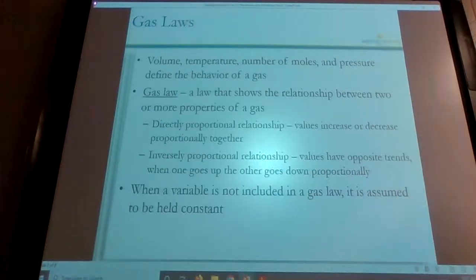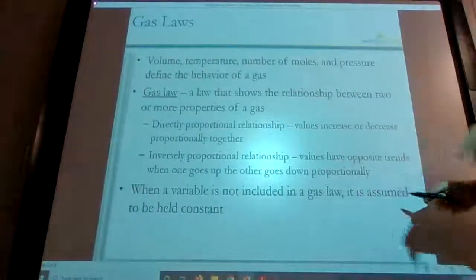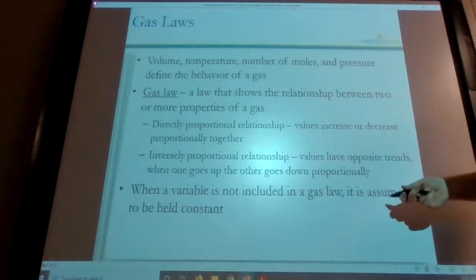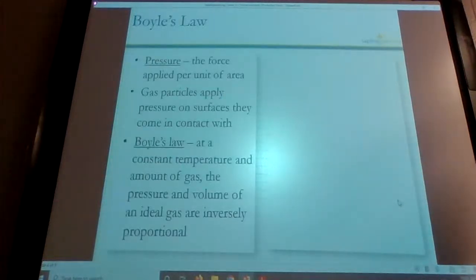When a variable is not included in a gas law, it is assumed to be held constant, and we don't have to worry about it. So for Boyle's law, he's going to talk about pressure and volume. Those are the two things that Boyle worries about, and that's what's in his law. So for moles and temperature, we assume they stay the same. We assume that whatever air is in my balloon doesn't change temperature, and I don't change how many molecules are inside. So I can just ignore those, and they're not part of the equation. That's what the last bullet point is telling us. If it's not discussed, we assume that it's constant, and we don't really use it. So Boyle's law deals with pressure and volume.